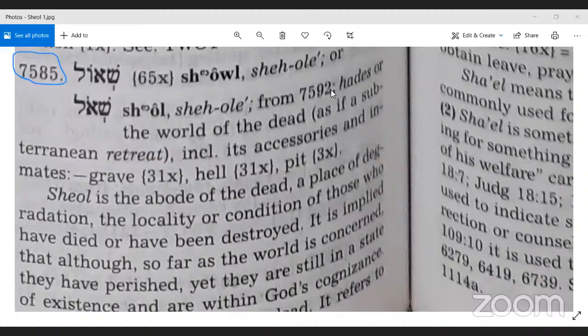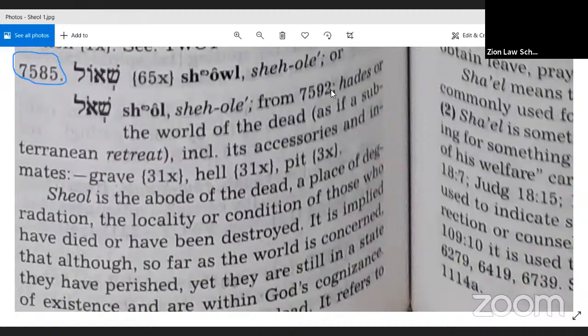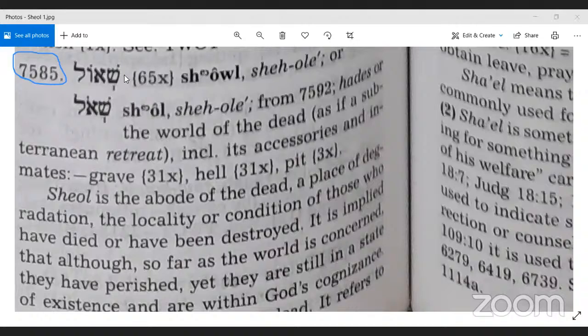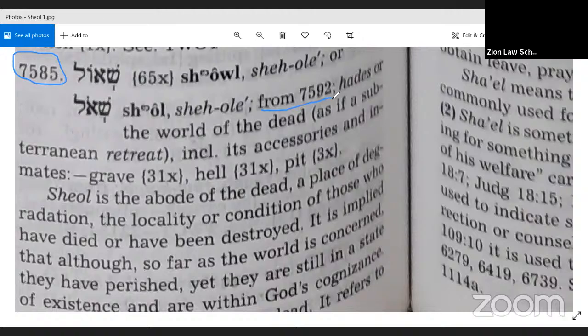We need to look up the word. I'm looking at Strong's number 7592. Yeah, I see it here, 7585, and then on the side it says 7592. But what you're reading, I don't see. Yeah, it's not on the screen.